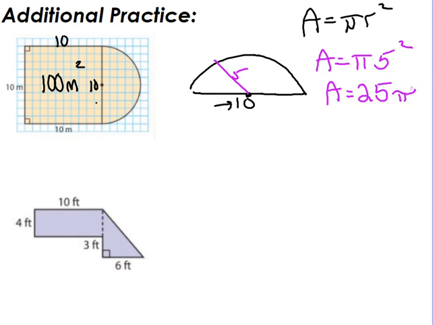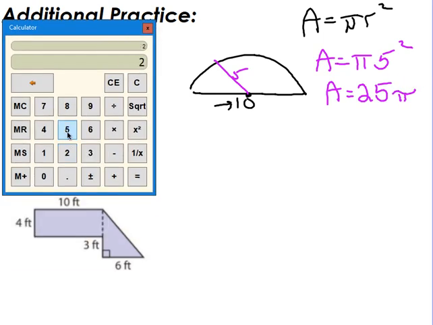which is 5 squared, 5 times 5, which is 25 pi. So now I got to do 25 times 3.14 to get 78.5 for the area of the circle. But this is a semicircle. So I have to find the area first, and then I can divide it by 2 because it's only half of a full circle. I found the area of the full circle, so I got to divide it by 2.